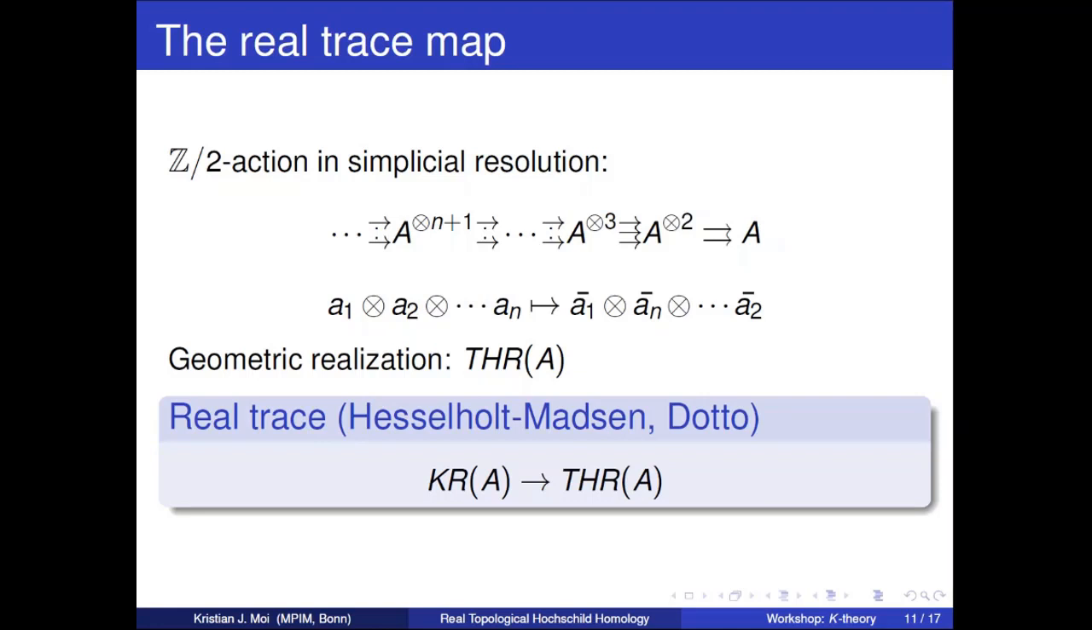So, anyway, there is a real trace. There's a trace map from this KR into THR, which refines the map from K-theory into THH, and this is an equivariant refinement of that map.